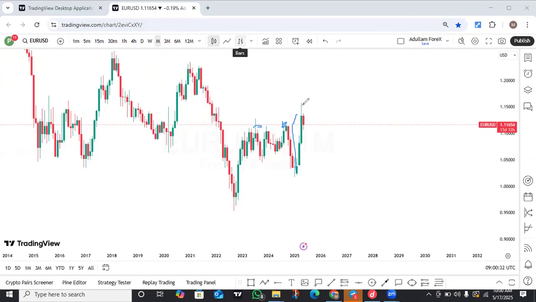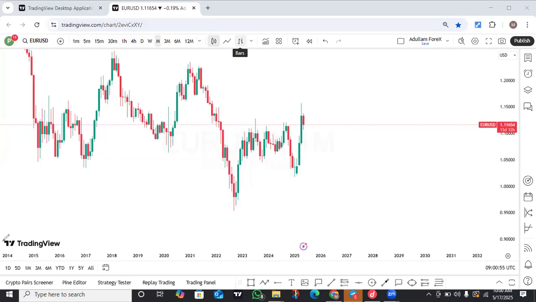After the impulsive move, there has to be an exhaustion phase or correction before another continuation of impulsive movement. So if you look at the monthly time frame, it's pushing bullish, but currently we are on a retracement from the monthly time frame. This is what we want to see from the monthly time frame.